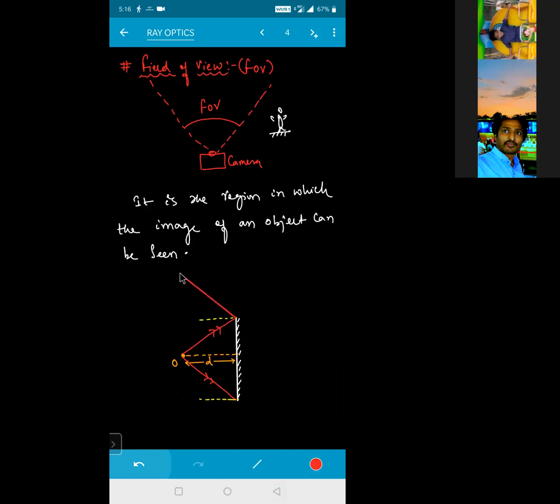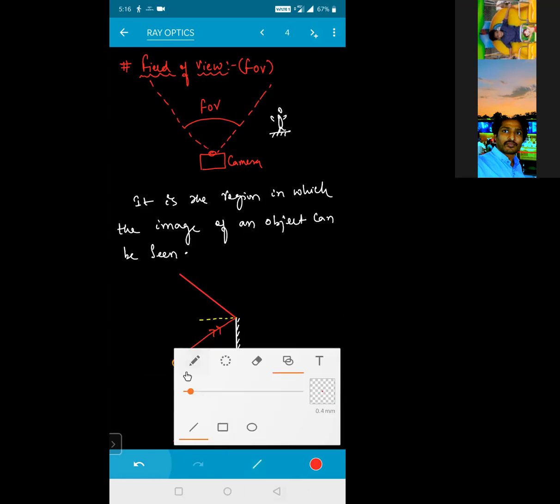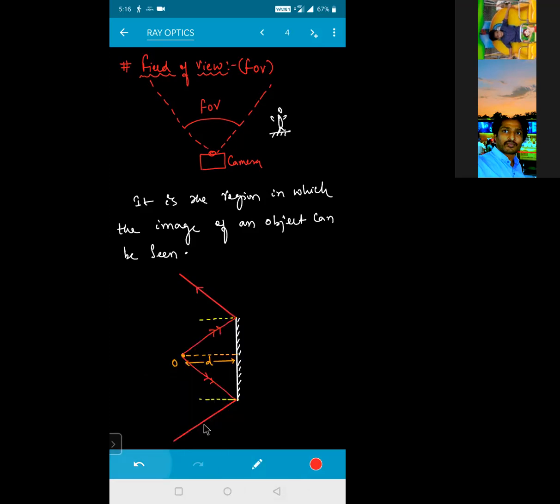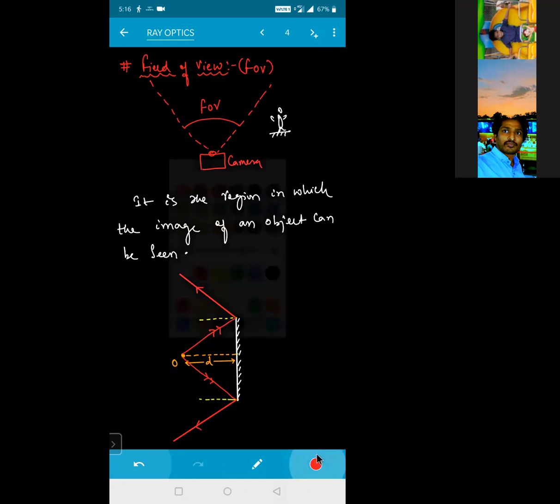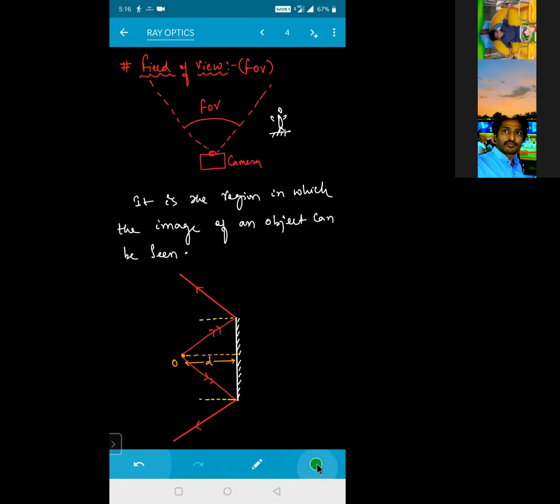So here it will go like this, and from here it will go like this. Isn't it? So this is your reflected wave and this is your reflected wave. Now, if you extend this one in the backward direction, like this, because whatever is the distance of the object, the image should also form at the same distance. This should be the formation of the image. So if you extend this one, it will be somewhere here, and if you extend this one, it will meet somewhere here. So this is your image.